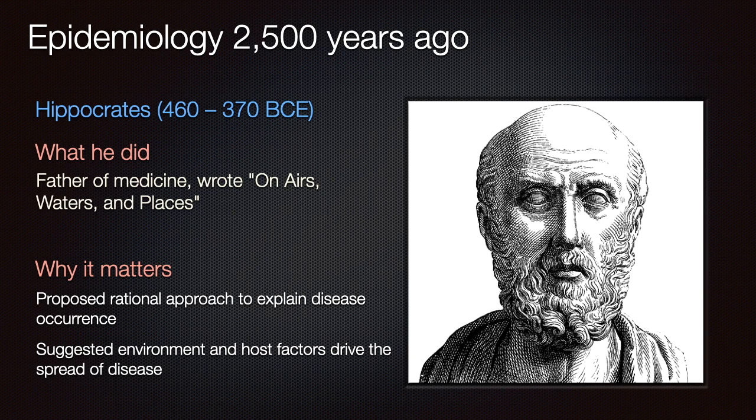In 400 BC, he wrote On Airs, Waters, and Places, which begins, "Whoever wishes to investigate medicine properly should proceed thus. In the first place, consider the seasons of the year and what effects each of them produces, for they are not at all alike." He continues on in this vein, proposing a rational approach to explain the occurrence of disease.